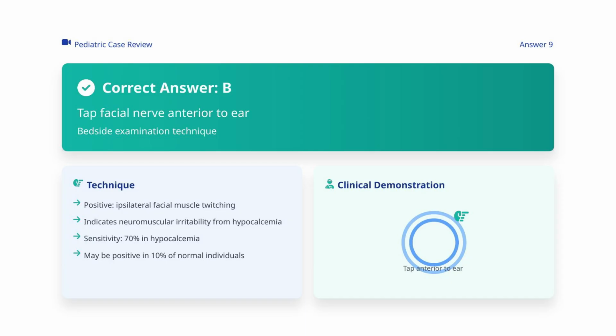A positive Chvostek sign produces ipsilateral facial muscle twitching, indicating neuromuscular irritability from hypocalcemia. Tap gently just anterior to the earlobe over the facial nerve. While 70% sensitive for hypocalcemia, 10% of healthy individuals show positive results. Trousseau sign is more specific. Both signs help identify latent tetany before severe symptoms develop, guiding urgent treatment decisions.